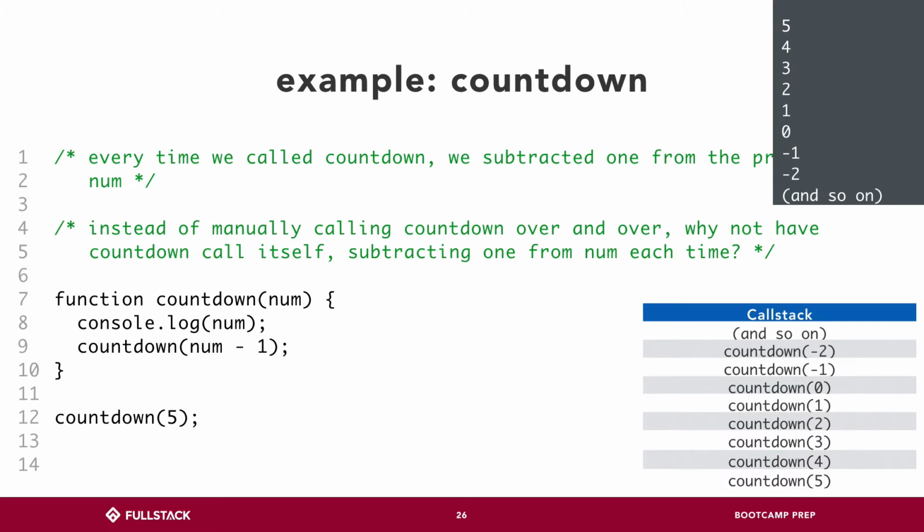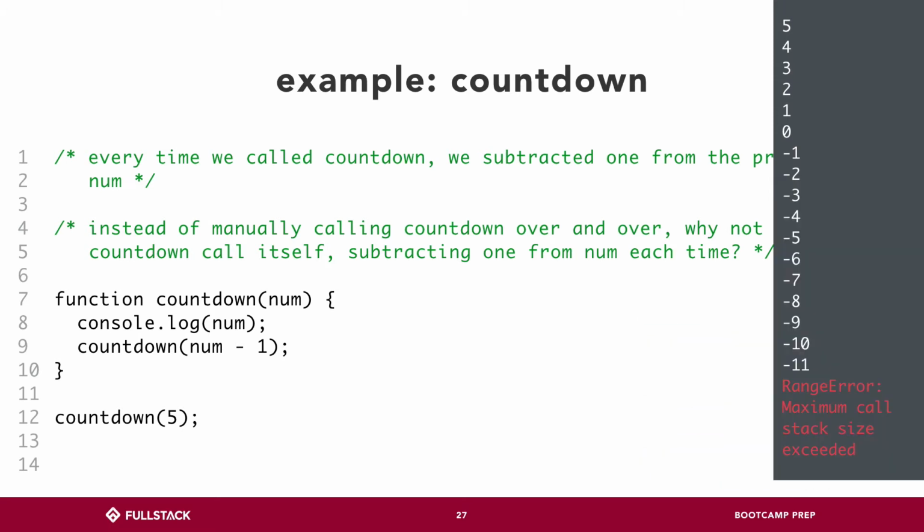So this goes on and on until we get something called a range error, which just means that we've made too many calls to the call stack, right? And so the call stack size is too large, and JavaScript will throw an error, because oftentimes when the call stack is too large, it represents us having done some kind of recursion incorrectly.